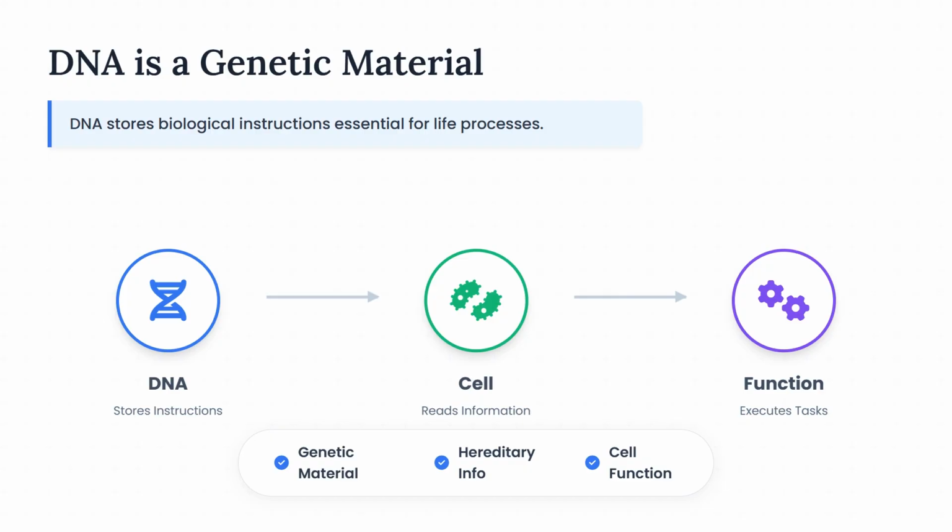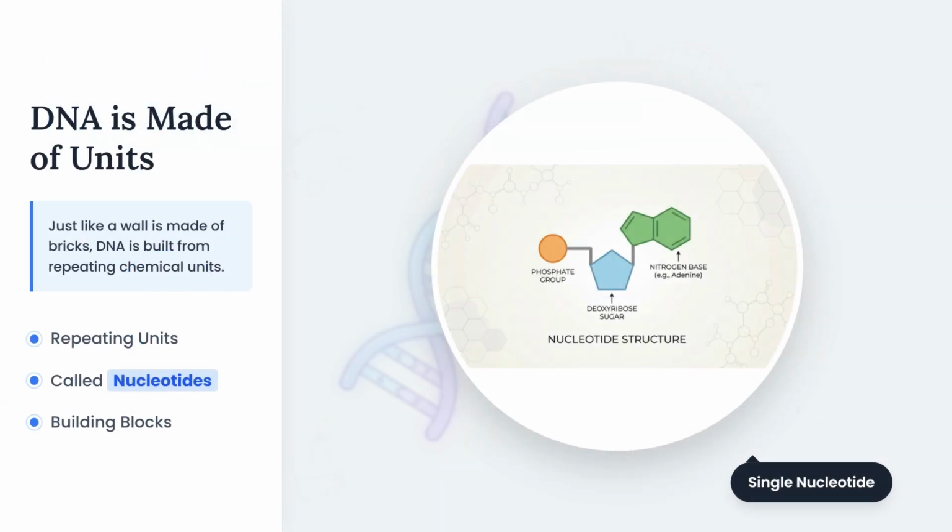Now, if DNA is the instruction manual, what is it made of? Let's find out. The title is DNA is made of units. It says, just like a wall is made of bricks, DNA is built from repeating chemical units. The bullet points are repeating units, called nucleotides, and building blocks. There's a diagram labeled nucleotide structure, showing a single nucleotide with parts labeled phosphate group, deoxyribose sugar, and nitrogenous base, example adenine.